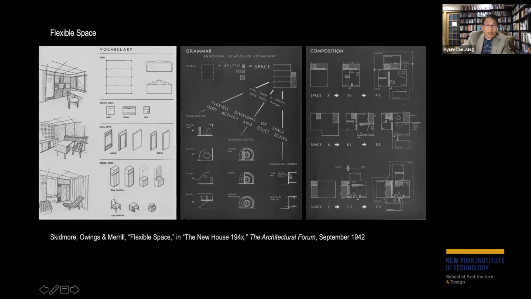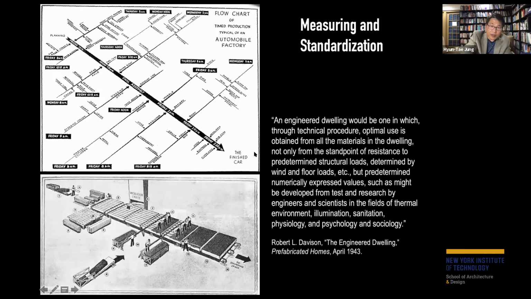And then in SOM, in 1942, when they published this article, the New House of 1940X, you can see the parts similar to the logic of the Celotex Corporation. And then they wanted to do something like this. This is the Ford company manufacturing conveyor belt. They want to do something like this, and then deliver to the site and build right there.